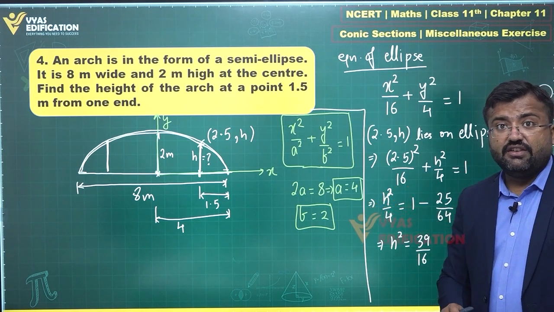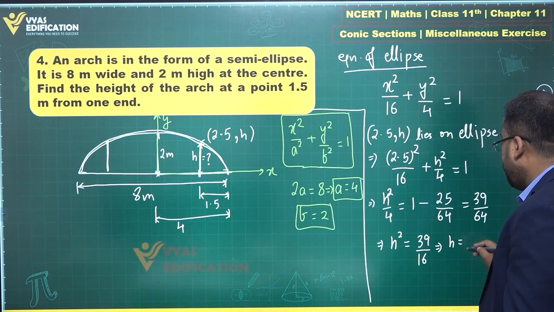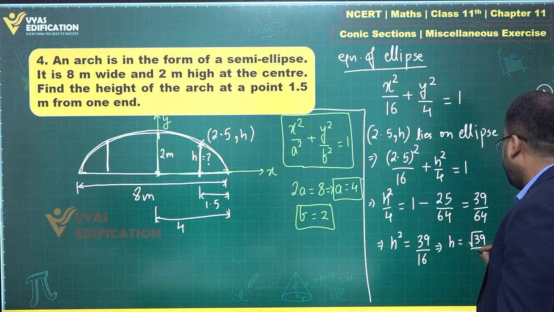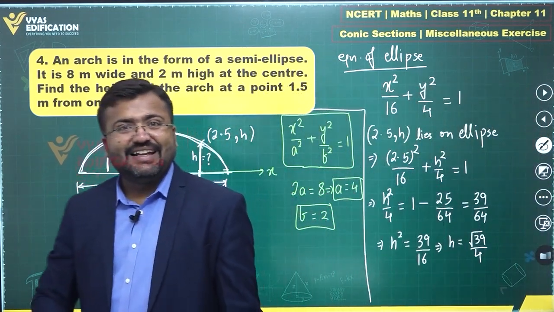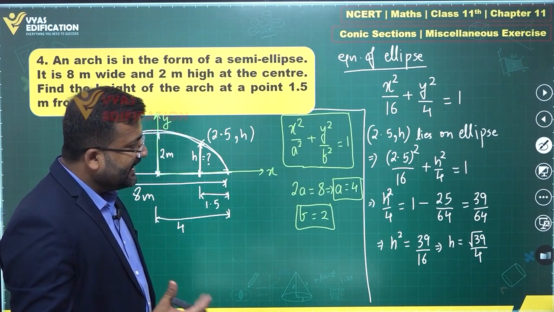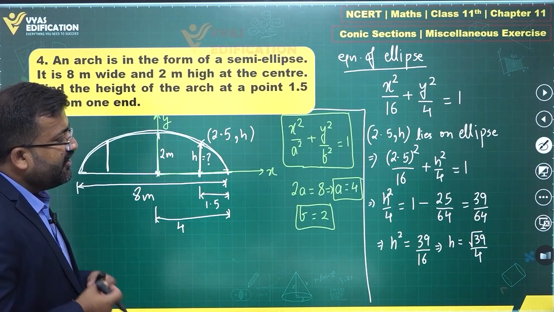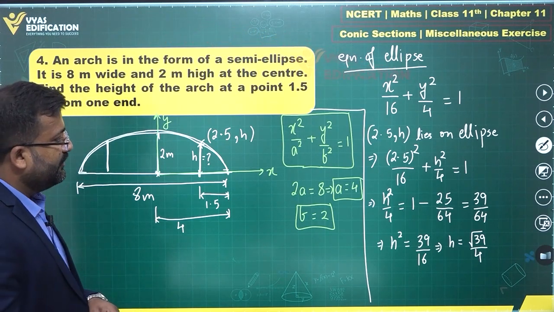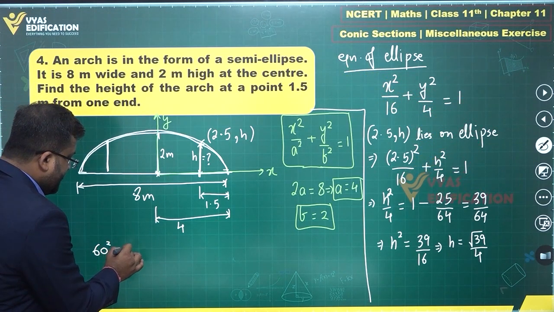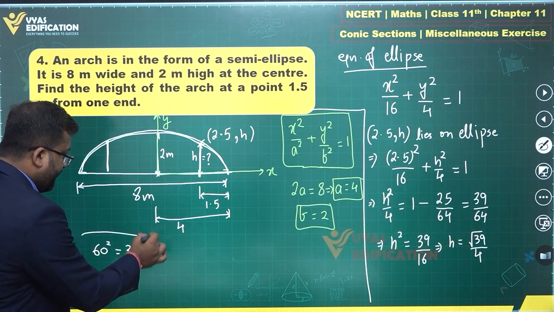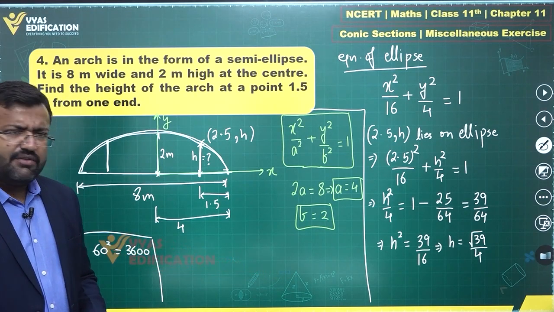This is what you get. The value of h squared is exactly this. h will be root 39 upon 4. Now what is root 39 approximately equal to? This will be slightly greater than 6. Let's look at 3900. Now 60 squared is actually 3600. This is some rough calculation that we need to do, and we are not trying to find the exact square root, are we?